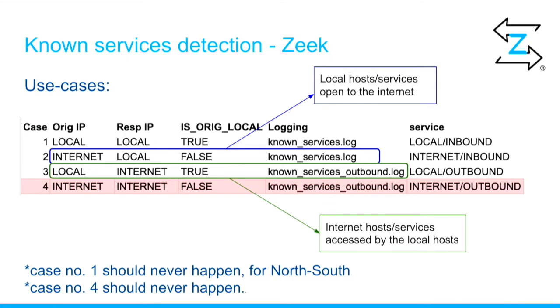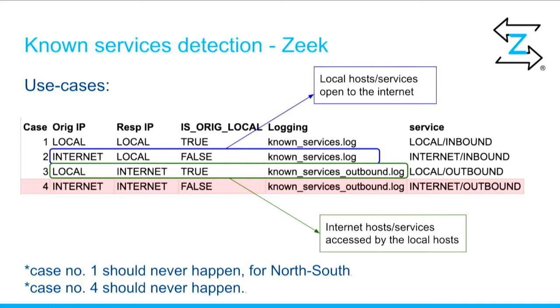The second one and the third one are internet to local and local to internet. Those are the two cases we are most interested in, because the second one tells us our attack surface open to the internet, like our servers that are open to the internet. And the third one shows us what internet services we are using. So those are the two important ones, logged into the known services.log and known services outbound.log, that we are most interested in. And lastly, the fourth one, not to miss any other use case: internet to internet.